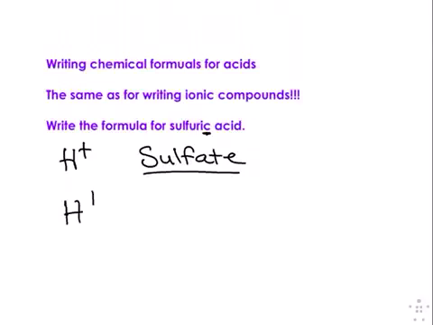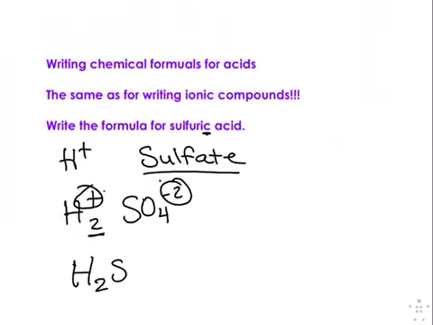What is our formula for sulfate? SO4 negative 2. Are these balanced? No. So which one needs to be manipulated, the hydrogen ion or the sulfate ion? The hydrogen. What subscript do we need on the hydrogen? 2. So when we write this as a final answer, do we leave these charges on them? No. Do we bring the subscript with? Yes. So our final answer here is H2SO4.